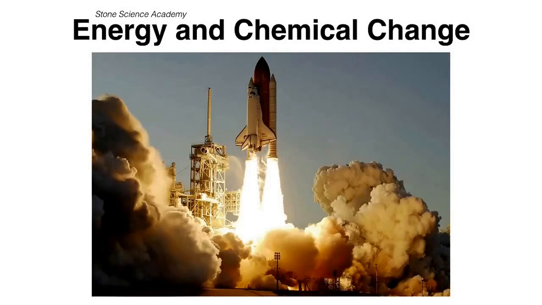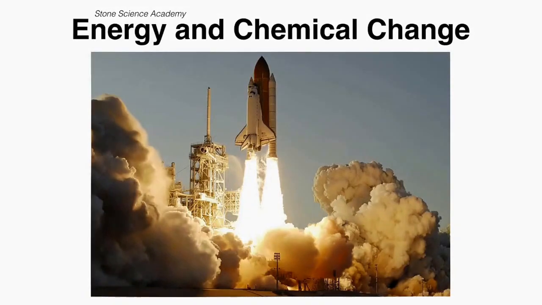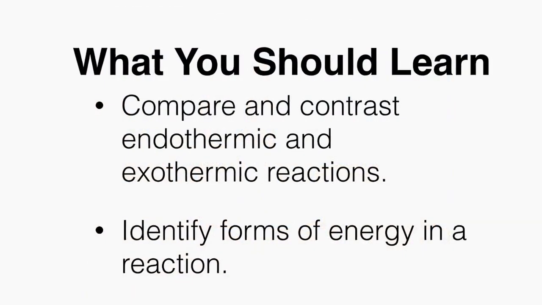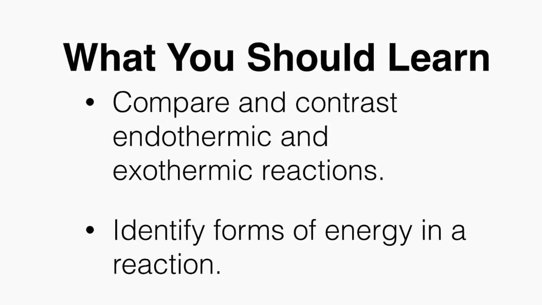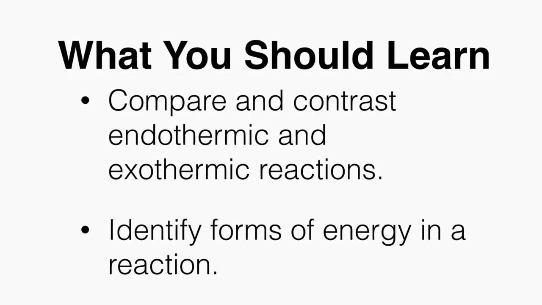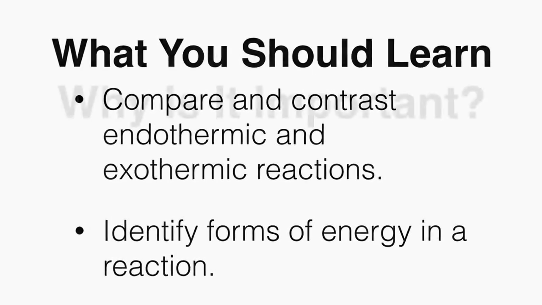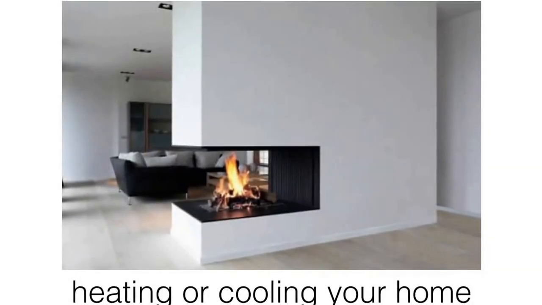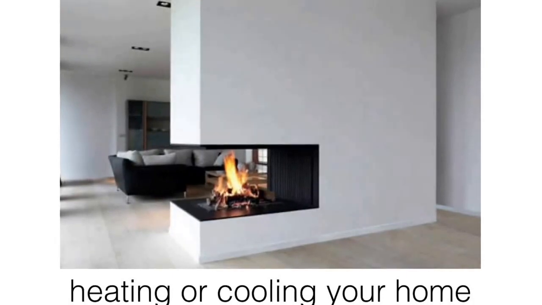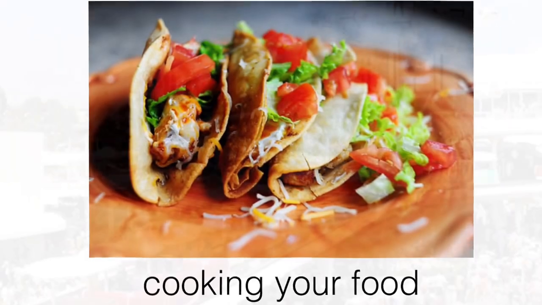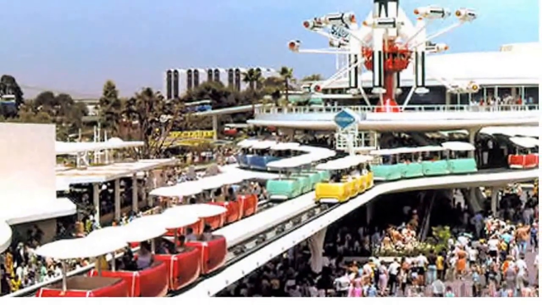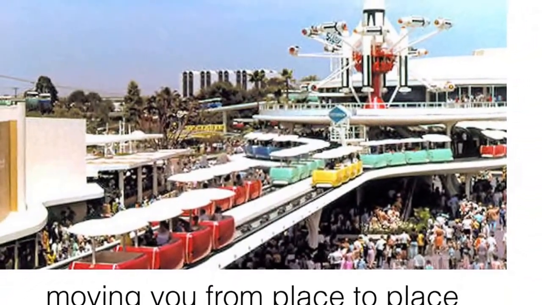This video is about energy and chemical change. After watching this video, you should learn how to compare and contrast endothermic and exothermic reactions, as well as identify forms of energy in a chemical reaction. This is important because energy-producing reactions help us understand about heating or cooling our homes. They help us understand how to cook our food, and energy-producing reactions are involved with moving us from place to place.